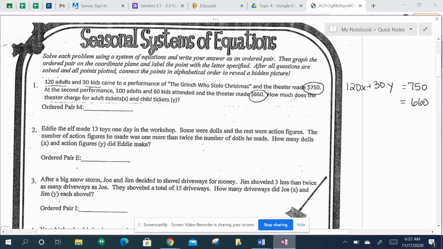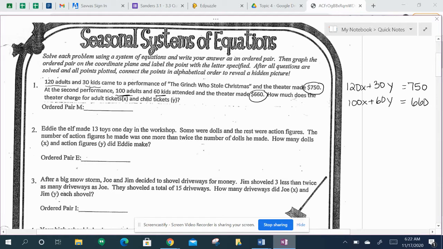For the 660, I'm going to use the two pieces of information here. 100 adult tickets, so 100x plus 60y gets me $660. Now, that's how I write the equations, but now when I look at it to solve, these both look like they are written in standard form. x's and y's on one side, numbers on the other. So if they're in standard form, the option that I would choose to use is the elimination method.